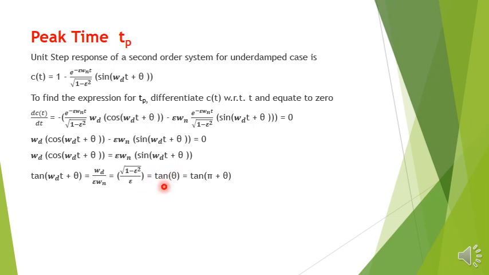So it may be tan theta or tan of pi plus theta. Why tan of pi plus theta? Tan in the third quadrant is positive only. So tan of pi plus theta we will consider. Based on that, omega d t plus theta equals pi plus theta. So the peak time tp is equal to pi by omega d, as theta is cancelled. So this is the expression for peak time.